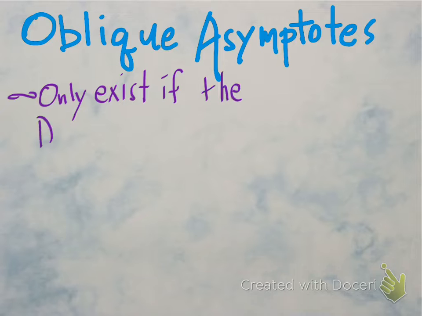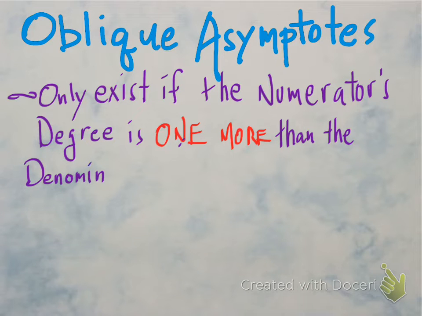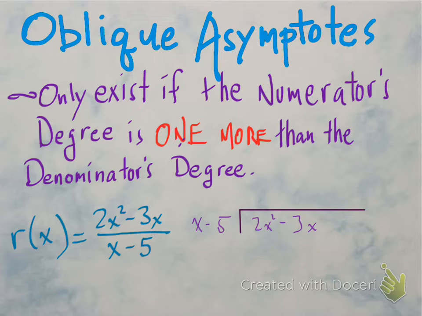Now they don't always happen in a function. If they do happen, they happen only if the numerator's degree is one more than the denominator's degree. So you compare the degrees once again, and if it's 1 greater on top than it is on the bottom, then there is an oblique asymptote. I'm going to bring back that rational function that we had a little while ago, 2x squared minus 3x over x minus 5. The degree on the top is 2, the degree on the bottom is only 1. So there is an oblique asymptote for this rational function, along with a vertical asymptote at x equals 5.